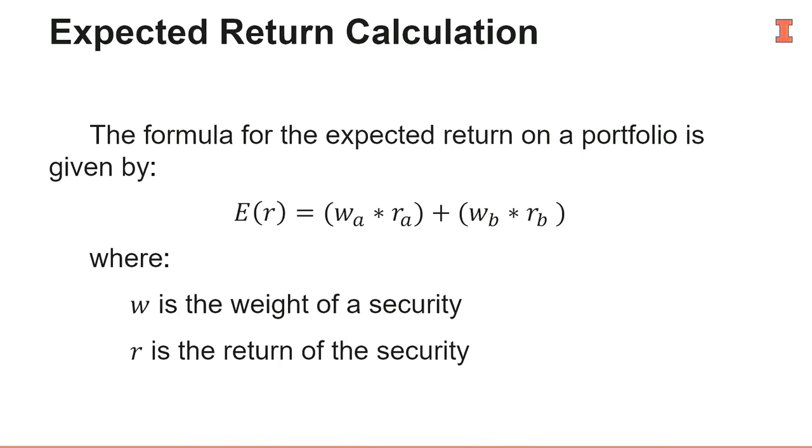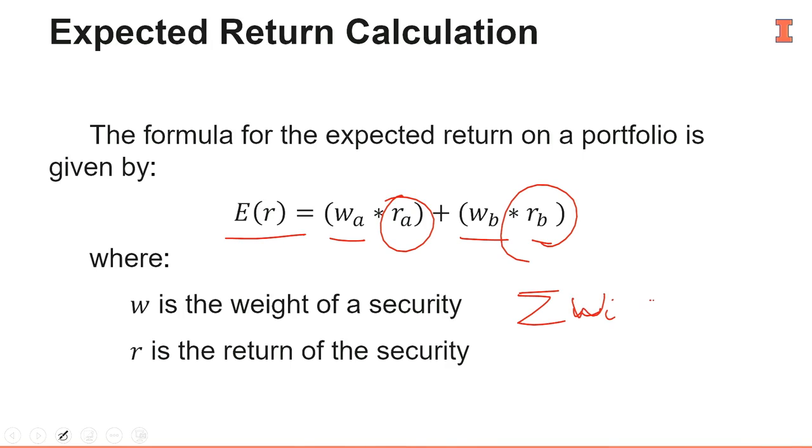We can look at the formula this way. E of R here, E of R is the expected return, and it's a weighted average. Here we see the weight of asset A, and here's the return of asset A, here's the weight of asset B, and here's the return of asset B. One thing to note is that the sum of the weights should equal 1. So if you add up all the weights, they should equal 1, right?